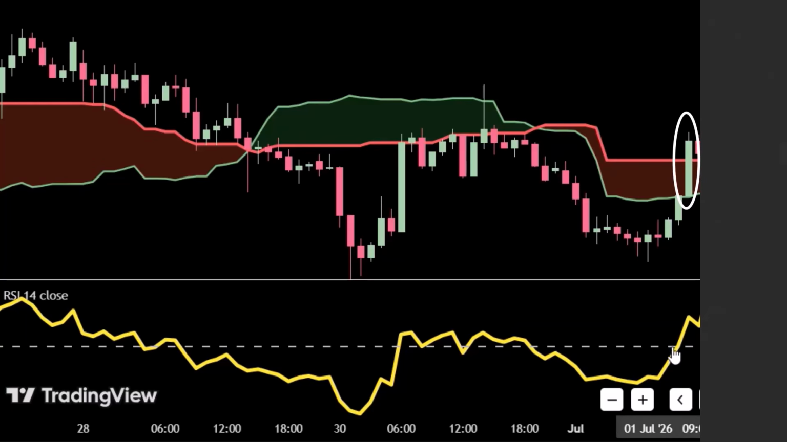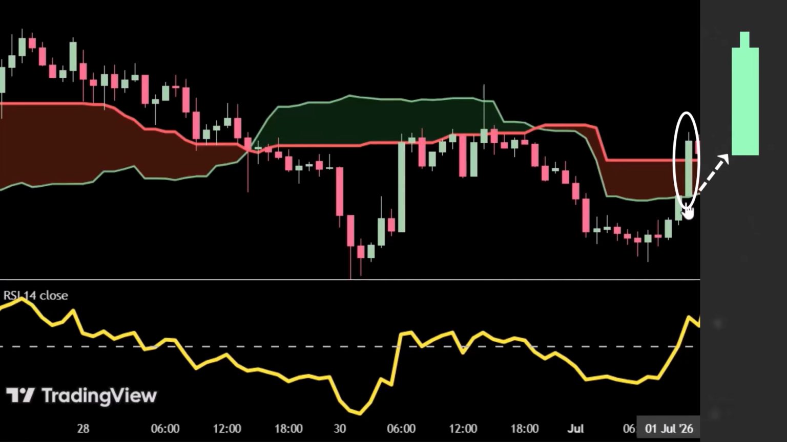The final step is waiting for candle confirmation. Here we can see a bullish candle closing above the cloud. This is a strong bullish candle because buyers pushed the price higher and it closed strongly near the top of the candle. This candle shows that buyers are supporting the breakout. Now we have our complete setup.